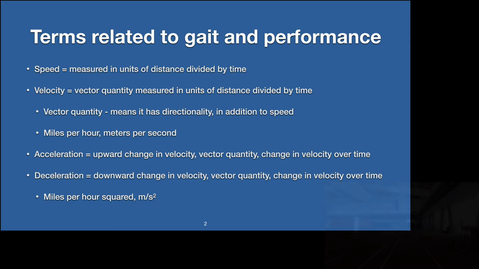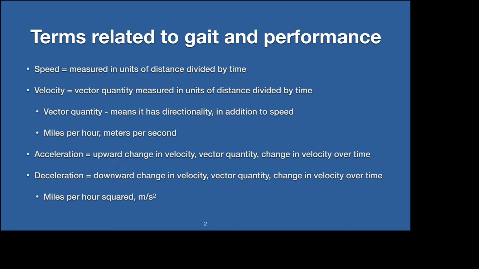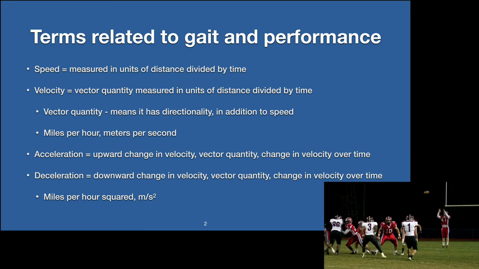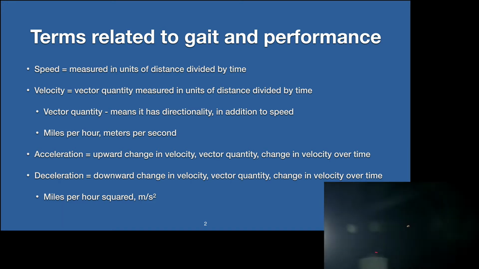Okay, acceleration and deceleration really are the same term. It's just that we use acceleration when we want to talk about an upward change in velocity. We use deceleration when we want to talk about a downward change in velocity. So these are both vector quantities as well because they also have directionality. Which way are you accelerating? Which way are you decelerating? And again, they are measures of change in velocity over time. So they're going to be measured by the units miles per hour squared or meters per second squared. So again, a little bit different measurement there.